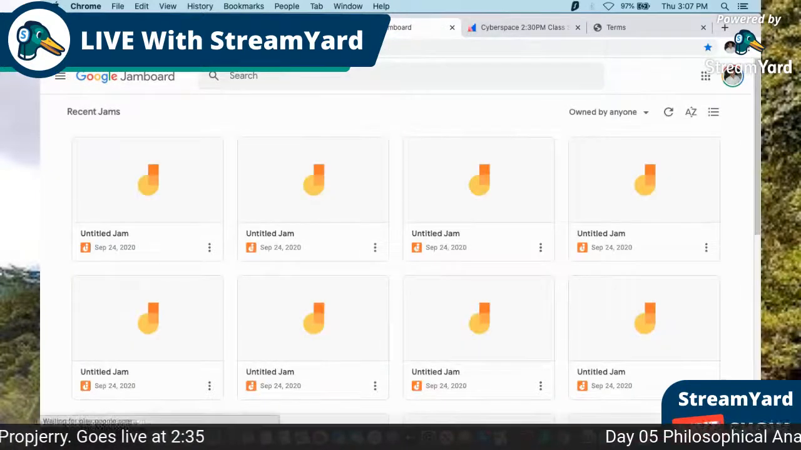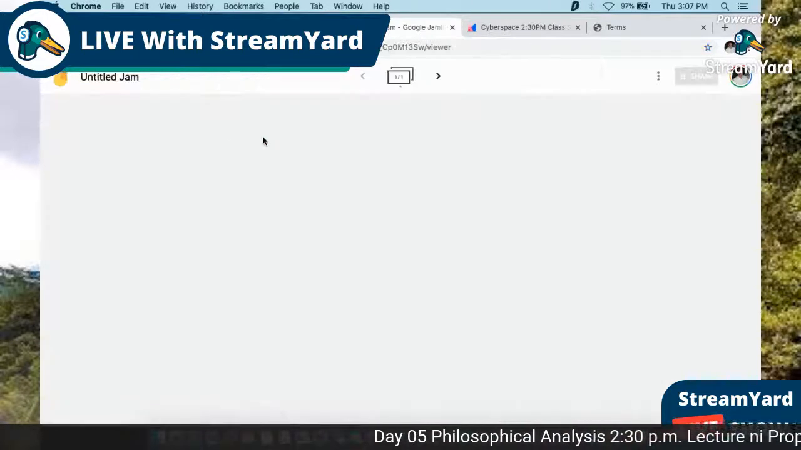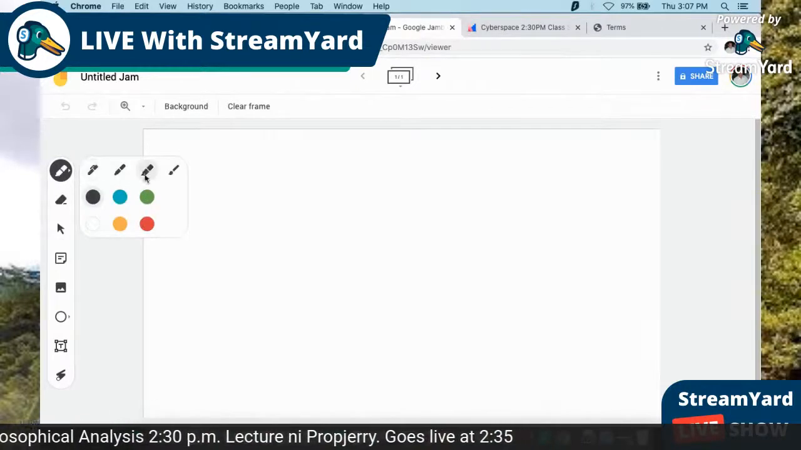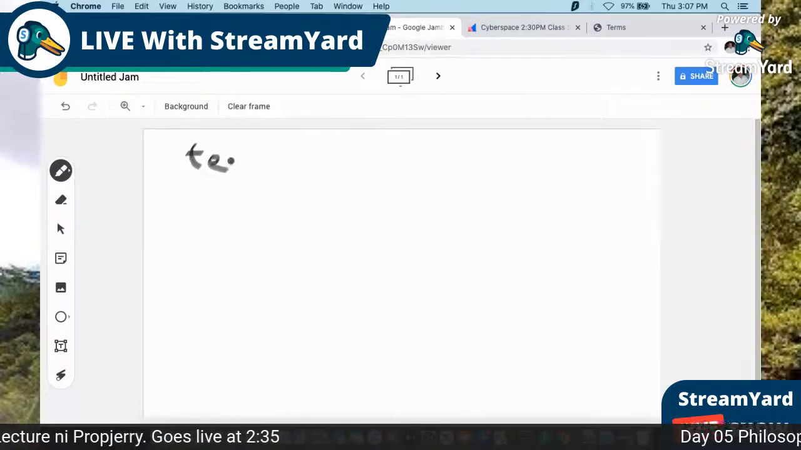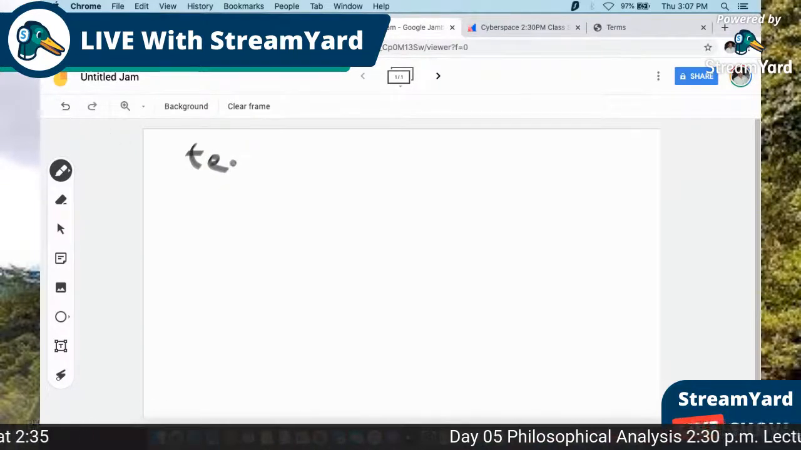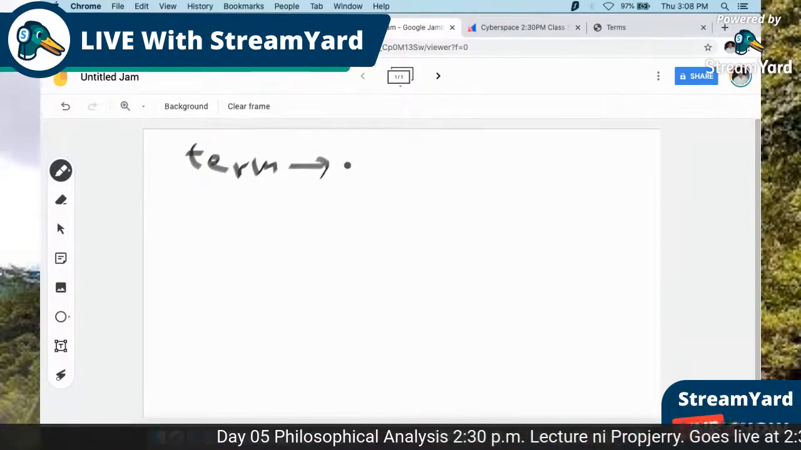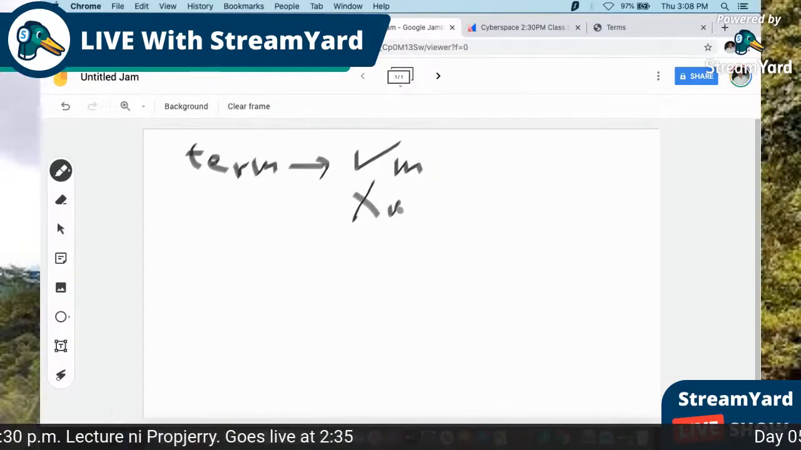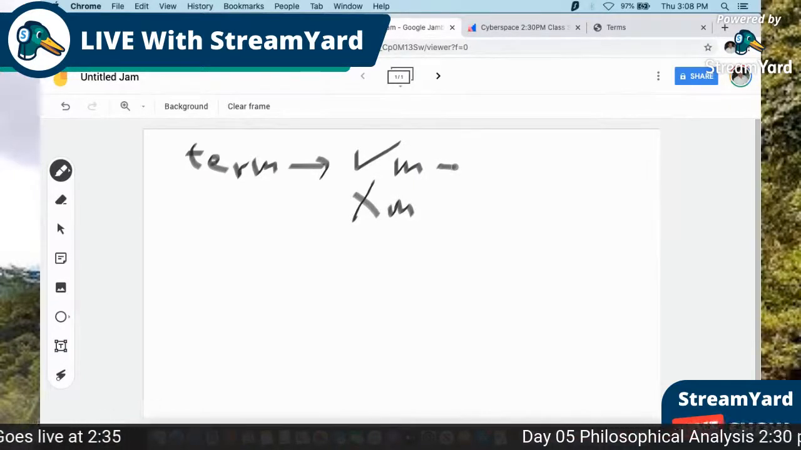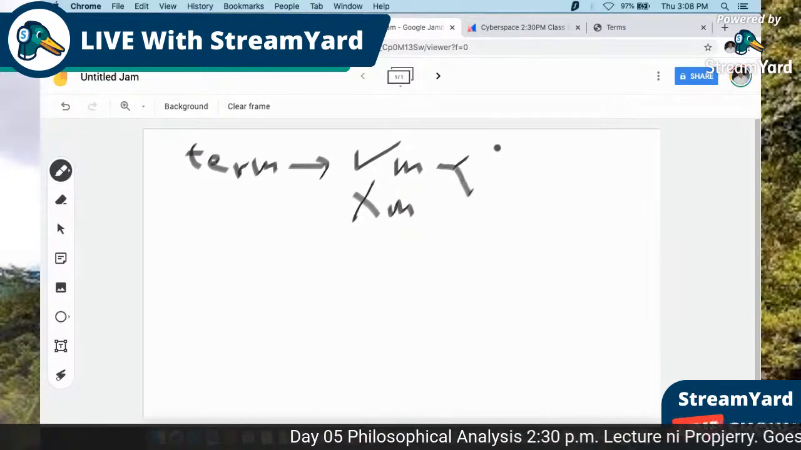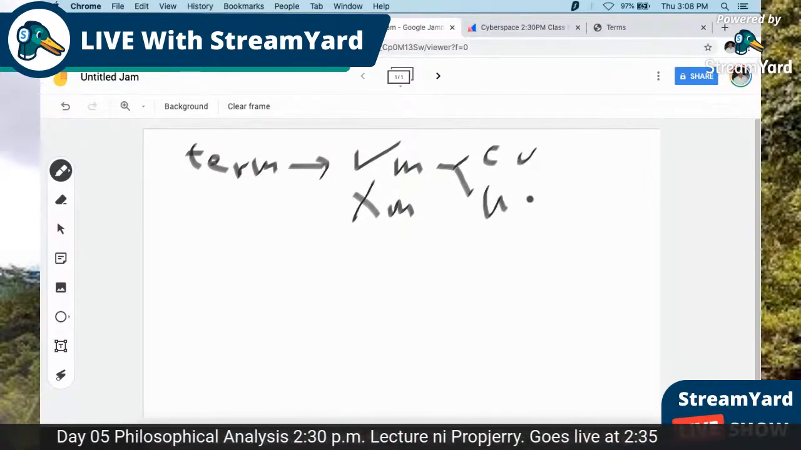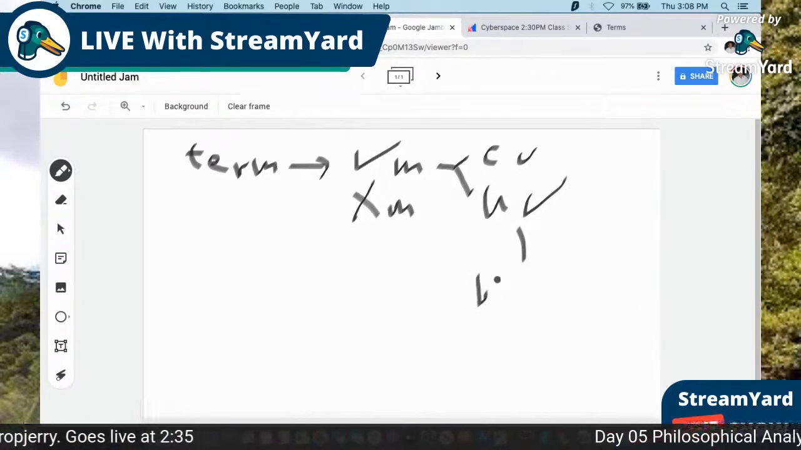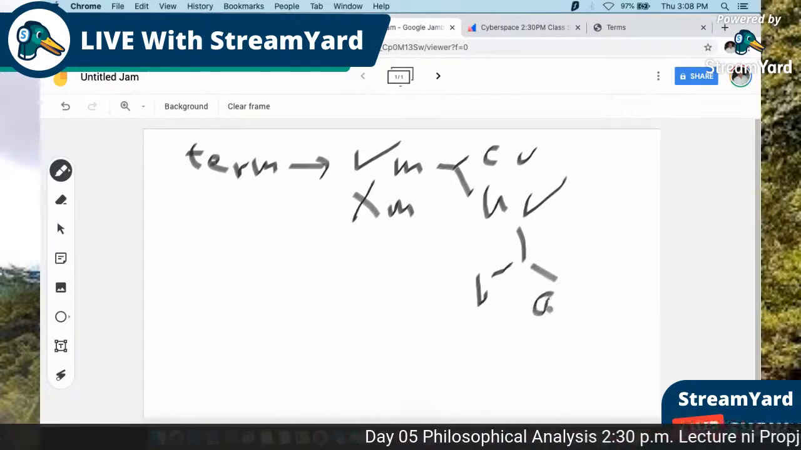Now, let's get back to what we were dealing with earlier. You have a term, and your term is meaningful or not. So you have meaning, no meaning. When you have meaning, it can be clear, unclear. If it is unclear, then it is either vague or ambiguous.